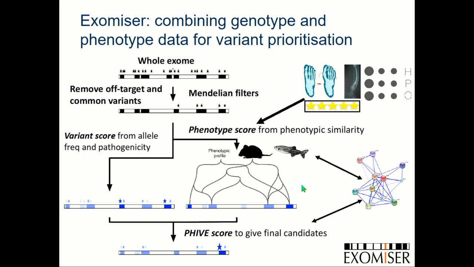By combining all this data together, what we hopefully end up with at the bottom here is a single variant that's really rare and segregates with the family. It's predicted to be pathogenic, but it's also in a gene where the patient's phenotypes look similar to previous knowledge about that gene from model organisms or from disease databases.